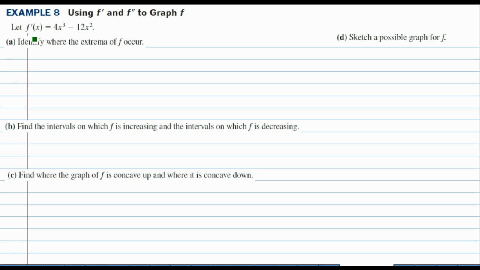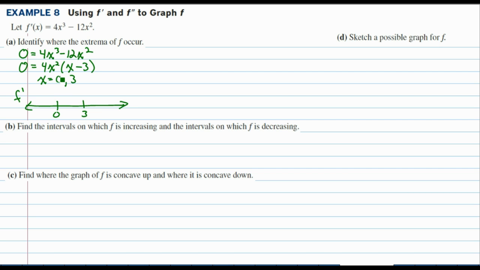Alright, so let f prime, so they give you the first derivative already, equal 4x cubed minus 12x squared. Identify where the extrema of f occur. Well, we've already got f prime, we've just got to find its zeros and test those on a number line, so the first derivative test. I found that the first derivative equals 0 at x equals 0 and 3. On this first derivative, I'm going to test each of these intervals, and I actually get that 0, although a critical value, is not an extrema.